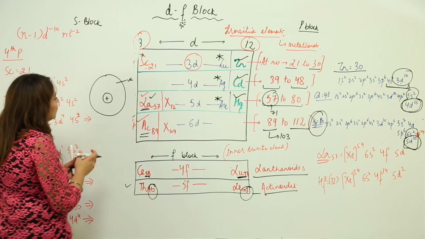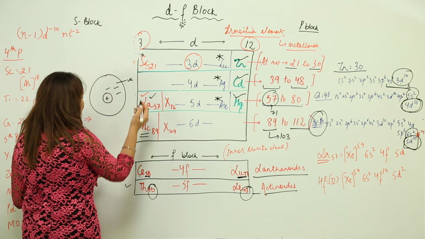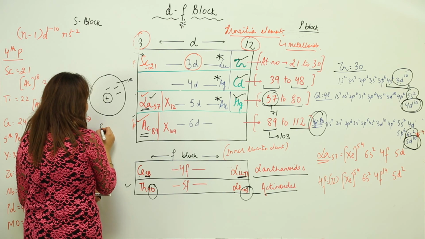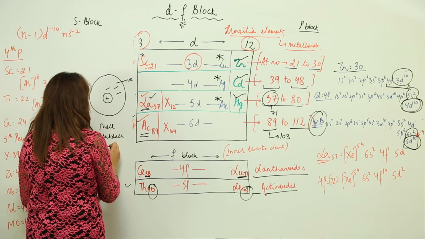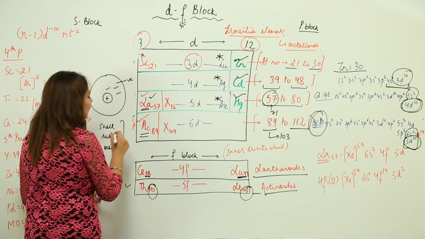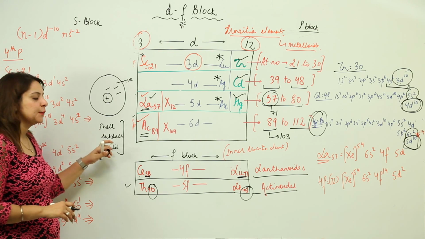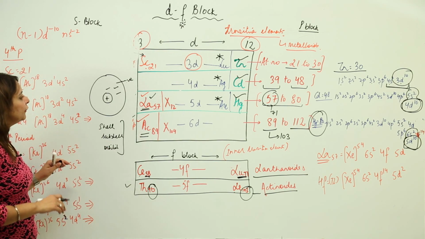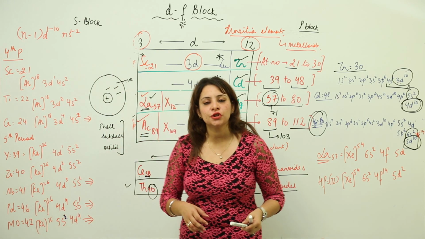Here we are going to fill the electrons in the different shells. As you all know, in a shell we have the subshell, and in a subshell we have the orbital. So we are going to fill the electrons in a particular shell, taking into consideration the subshell and the orbitals.